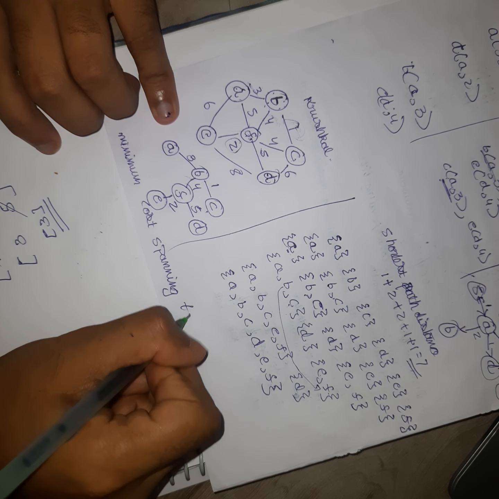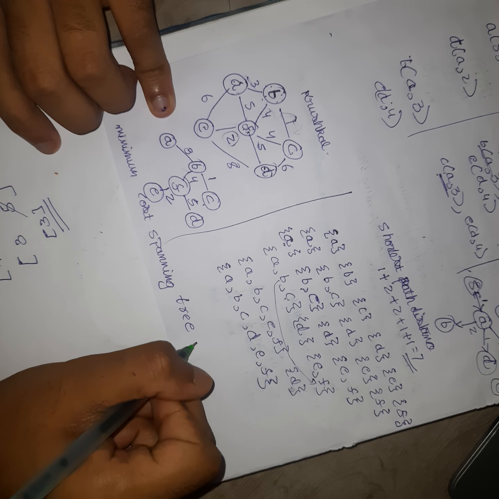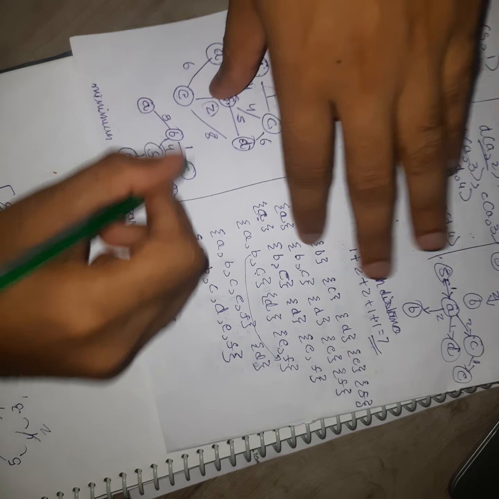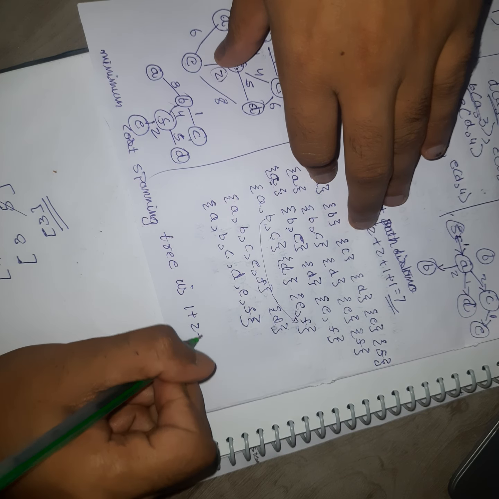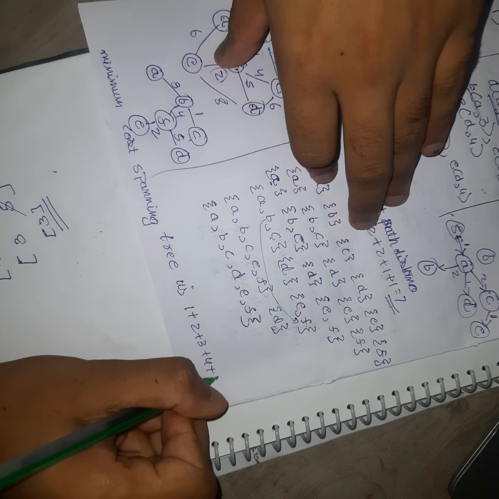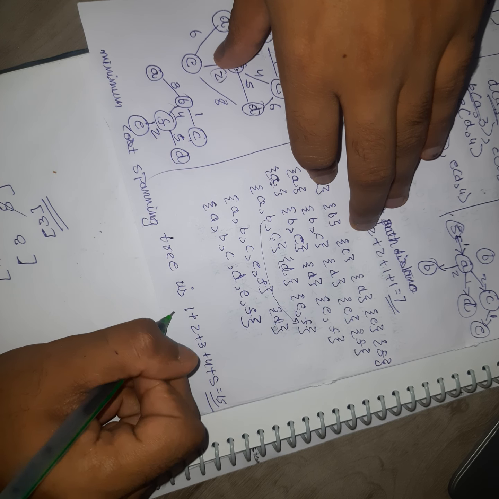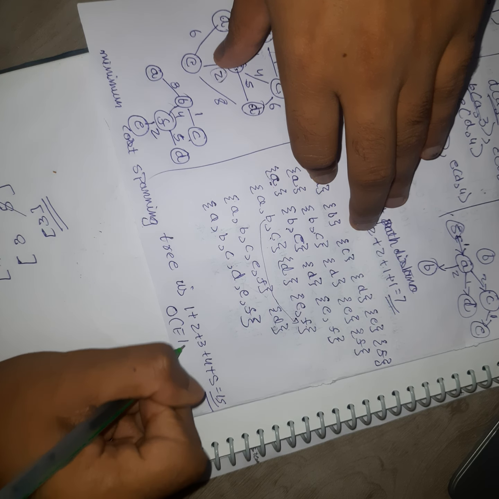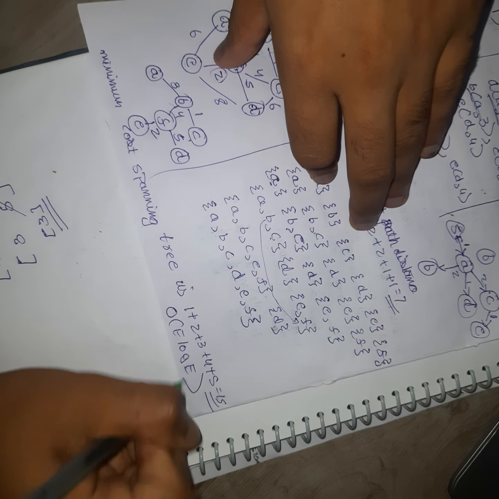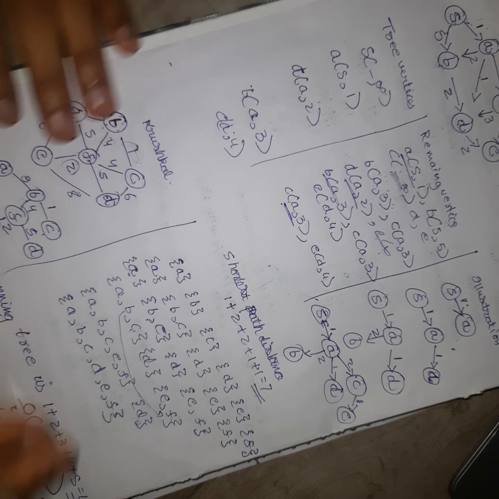Okay, the tree cost is just add all of it. 1 plus 2 plus 3 plus 4 plus 5 is equal to 15, and that's the answer. If there is time complexity, just write E log E. Okay, and this is the algorithm.